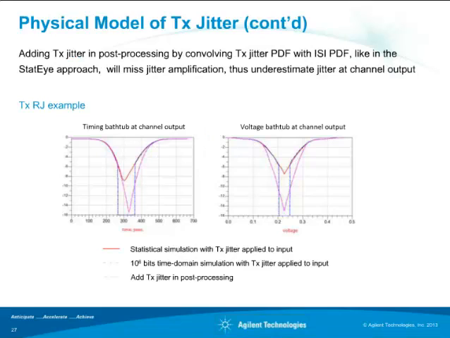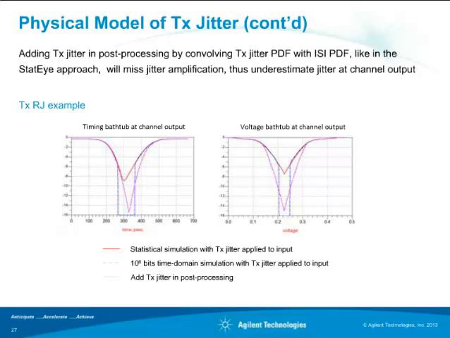In many link simulation tools, it is popular to add Tx jitter in the post-processing step by convolving the Tx jitter PDF with the ISI PDF. And this is the approach that is taken in the popular StatEye approach. And now, as we learn from this presentation, this approach is fundamentally incorrect because it misses jitter amplification. Therefore, it underestimates the jitter at the channel output.